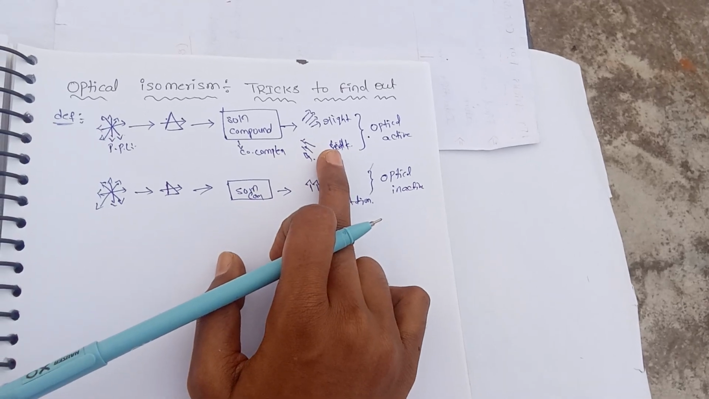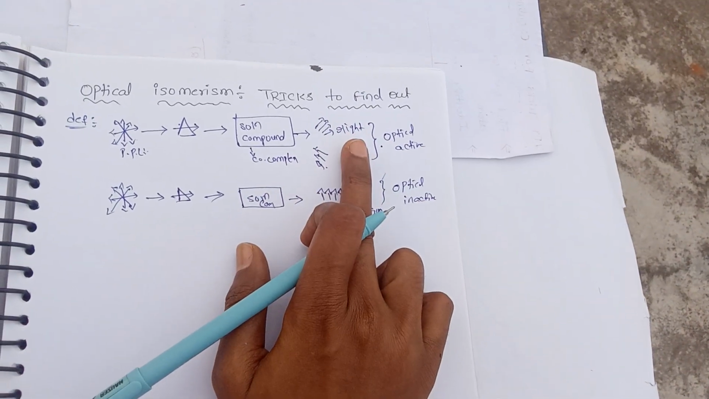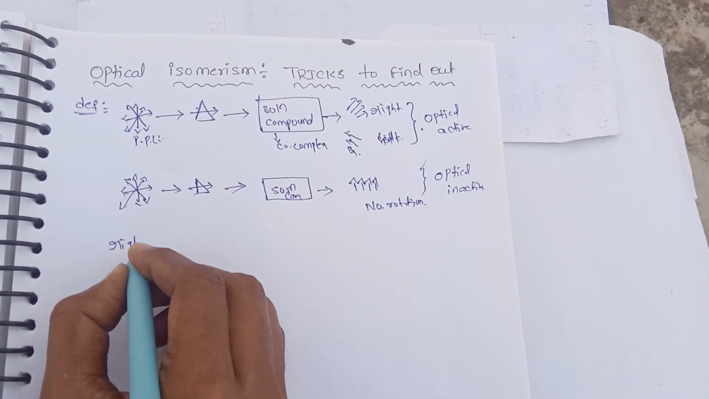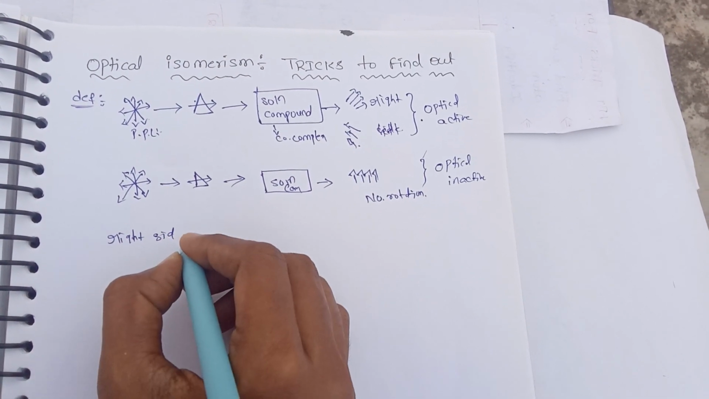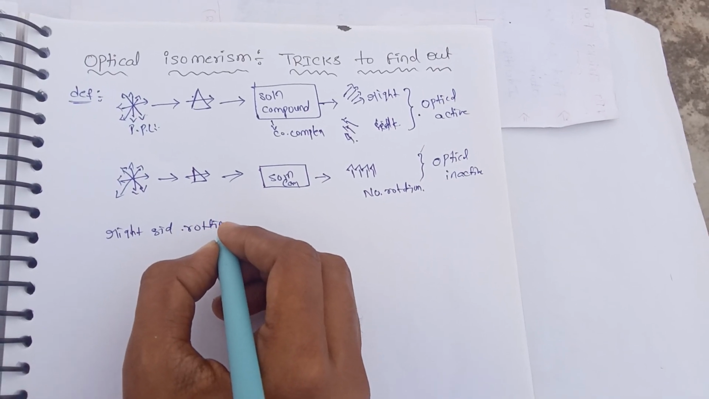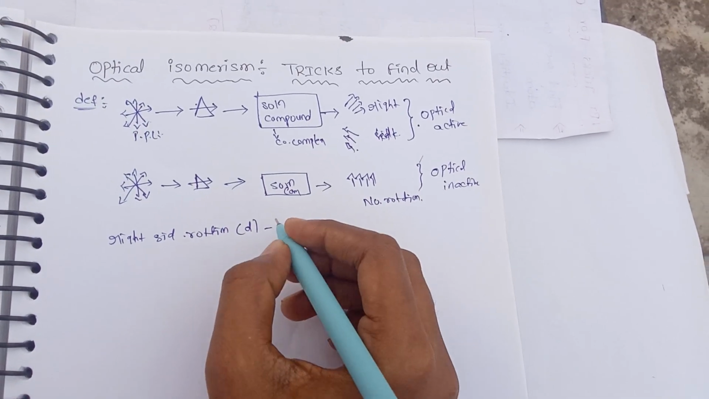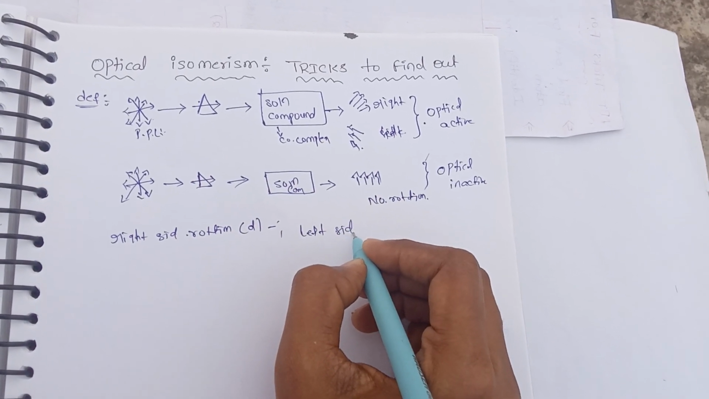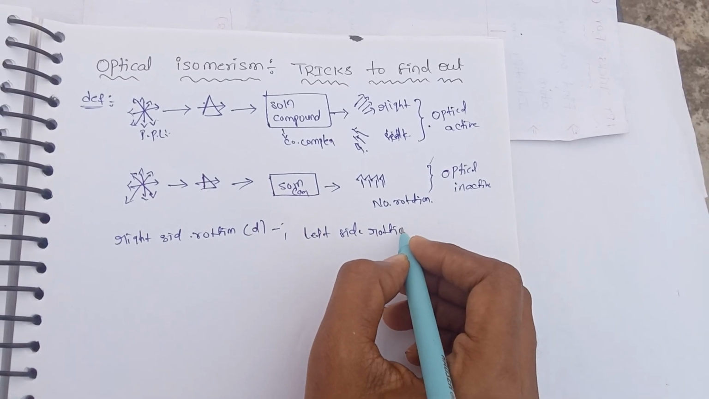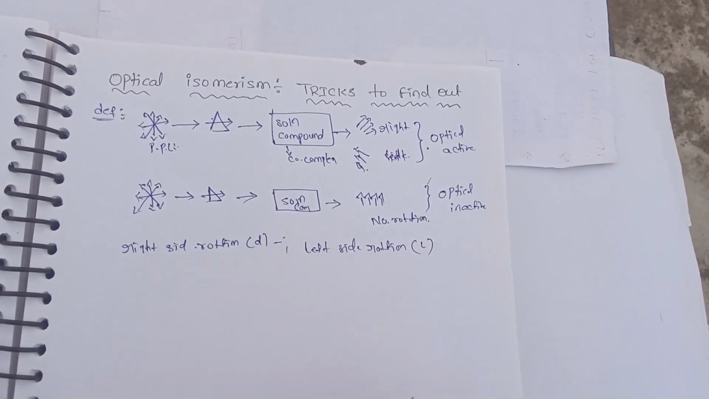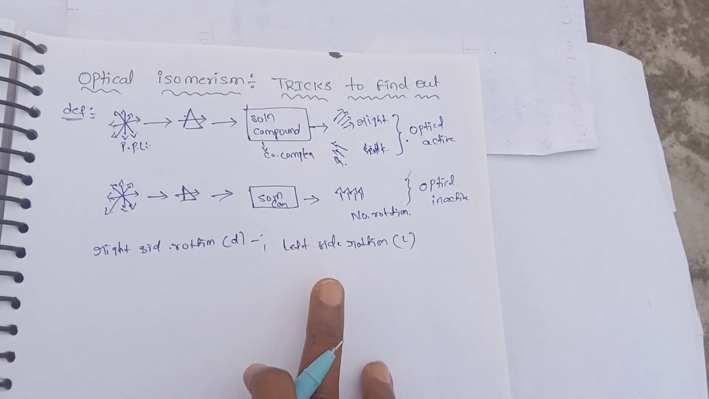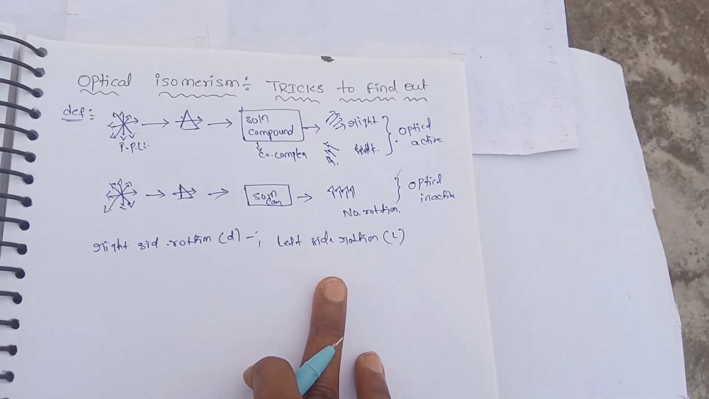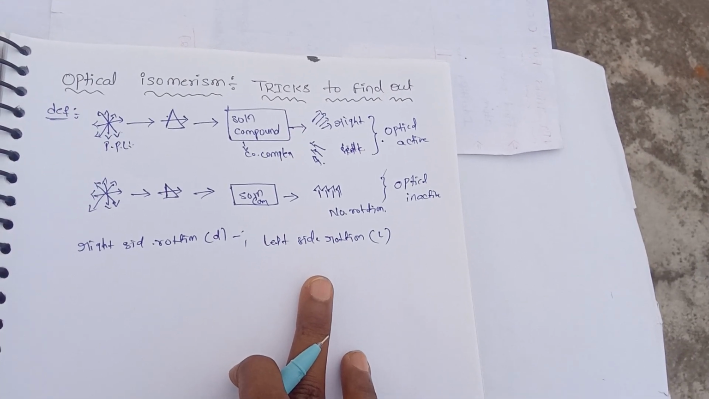When the rotation happens, that means right and left. When the rotation is to the right side, you have to call it D, dextro. And the left side rotation we call as levo. That means right side is D and left side is L. So this is the optical isomerism definition.